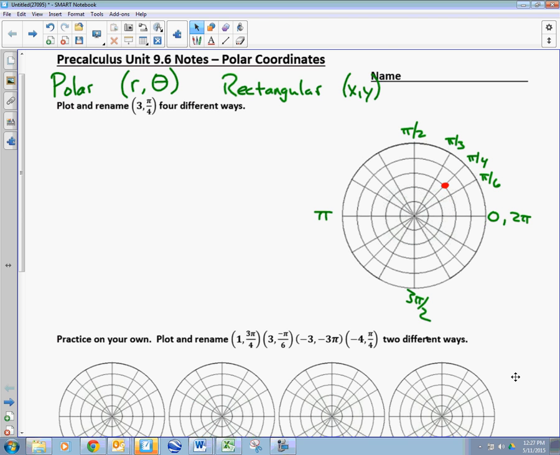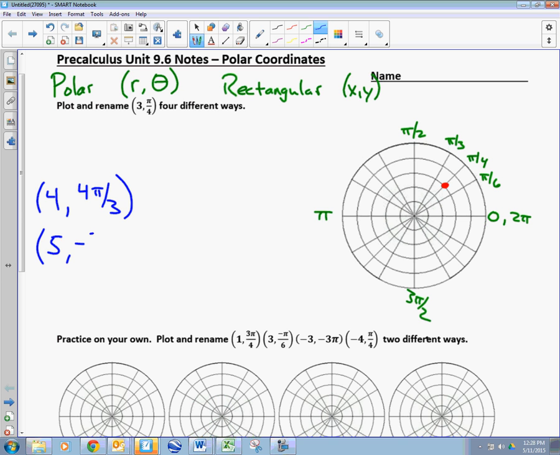Before we plot it or rewrite it in 4 different ways, I first want you to do this. Please try to plot the following. 4, 4 pi over 3 and 5, negative 7 pi over 6. See if you could do your best to plot those two on your own right now, and then we'll get to some more difficult things.